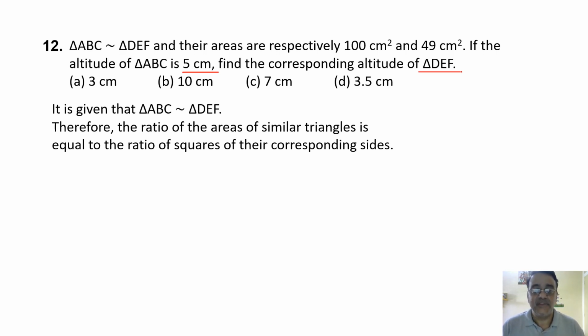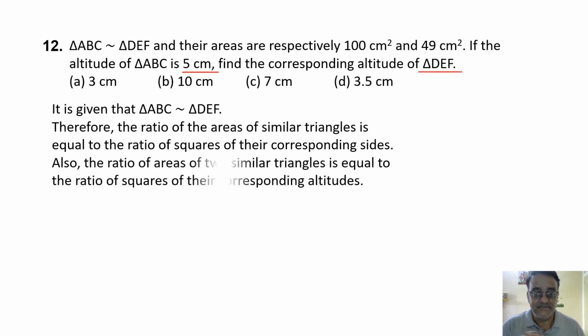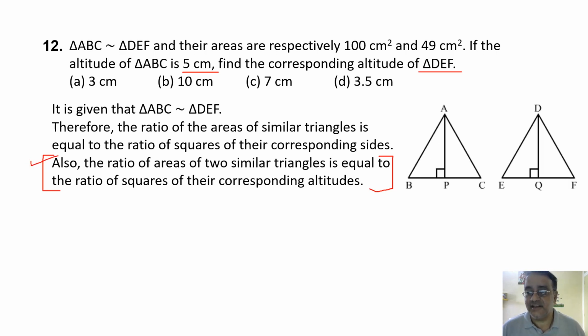If you remember, the ratio of areas of two similar triangles is equal to the ratio of the square of their corresponding altitudes. Corresponding medians also we have studied. Is that clear? Because this is an MCQ based question, you can do it directly also. This we have done as a corollary. Okay, this is the rough figure.